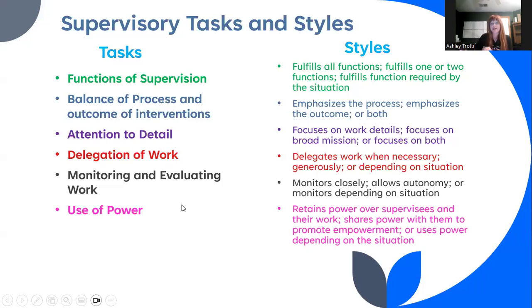So supervisors have certain tasks, and based on these tasks, they have certain styles. So it's important to familiarize yourself with your supervisor and how they perform their role with you. They could be extremely hands-on regarding attention to detail or delegation of work. They could just be a broad supervisor and put some of the work delegation on the task supervisors. They can monitor you closely, or they could allow autonomy. So it's important to familiarize yourself with how they're supervising and go with the flow on that.